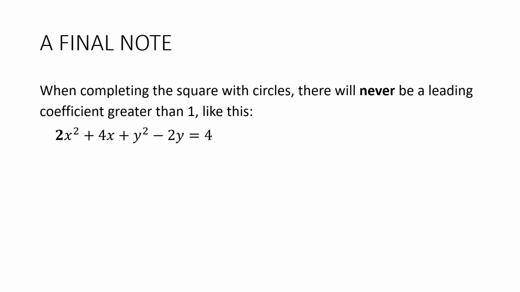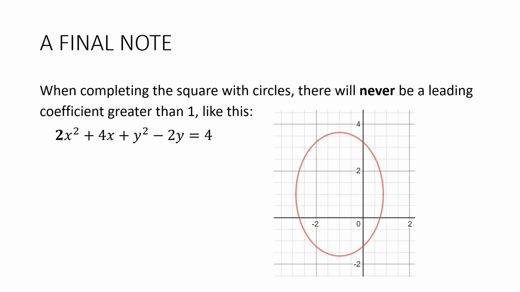Okay, one final note. When we're completing the square with circles, there's never ever going to be a leading coefficient greater than 1, like this. See how the coefficient of x squared is 2? Now I know you've completed the square before when there's a leading coefficient greater than 1, but this is never going to happen with a circle because this actually isn't a circle. This is an ellipse, so you don't need to worry about it. So in some senses, it's a little bit easier.